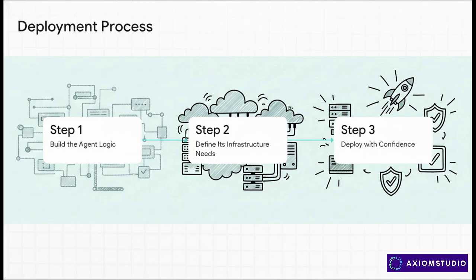This all lays out a really clear path to getting things deployed. You start with step 1. You build the agent's logic. But, and this is so important, you don't stop there. Step 2 is defining what it needs to run, its infrastructure. And only when you've defined both what it does and what it needs can you move on to step 3 and deploy with total confidence.